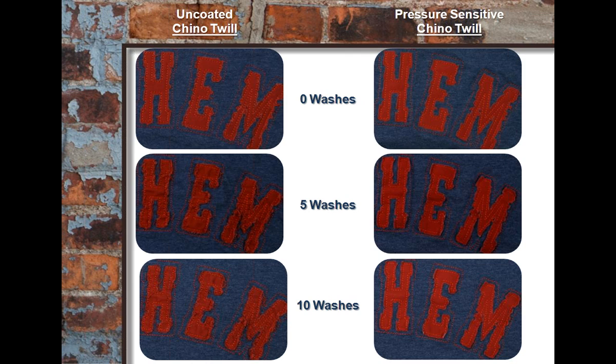So at 10 washes, you can see on the left-hand side it's still readable, but it's pretty messed up, whereas the right side is still intact a little bit more. So that may be a deciding factor too, the end result after it's washed, and your customers are the ones that are going to see that. So when you're ordering, if they say they want something really, really distressed, then you may want to say possibly you'd want the uncoated chino twill, and show them the wash. You can wash a sample garment. We do offer a sample kit that has these items in it. It's $19.95.